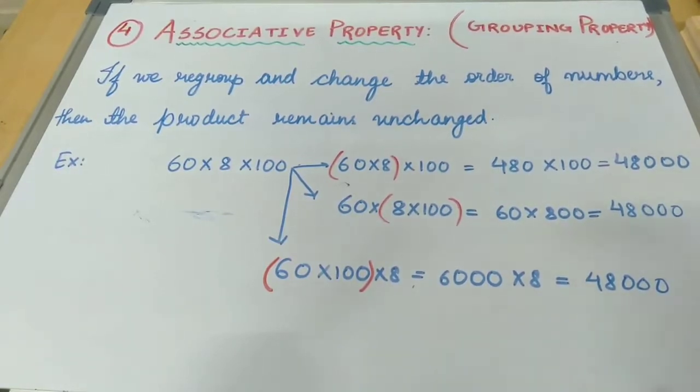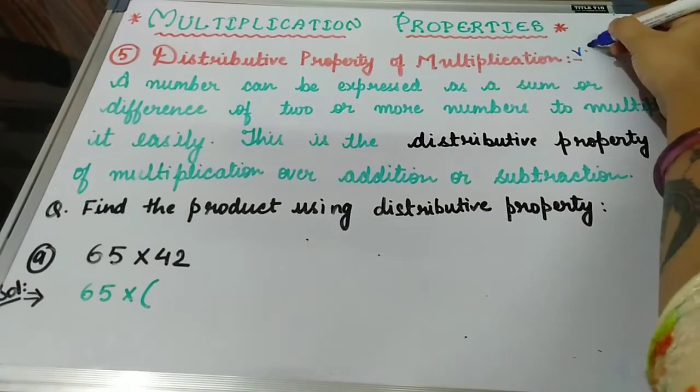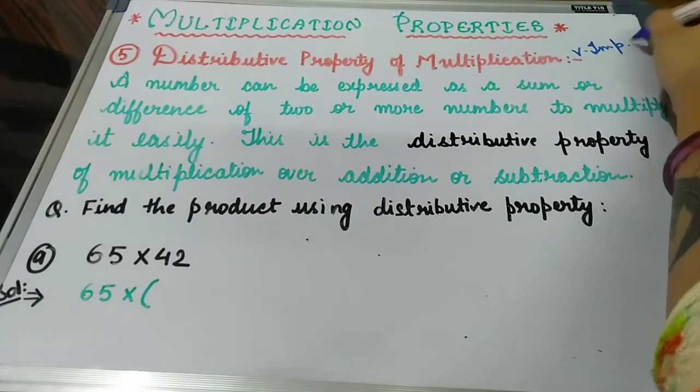As you can see, in any order, if we regroup or change the order of the numbers, the product is the same in all 3 cases. This is known as the associative property of multiplication. Now student, let us see the fifth property, that is the distributive property of multiplication, and this property is very important.